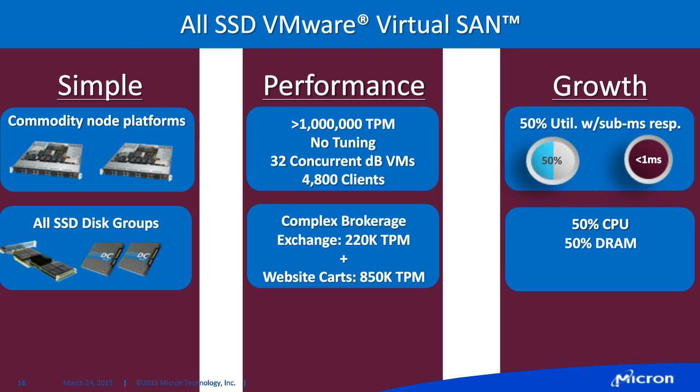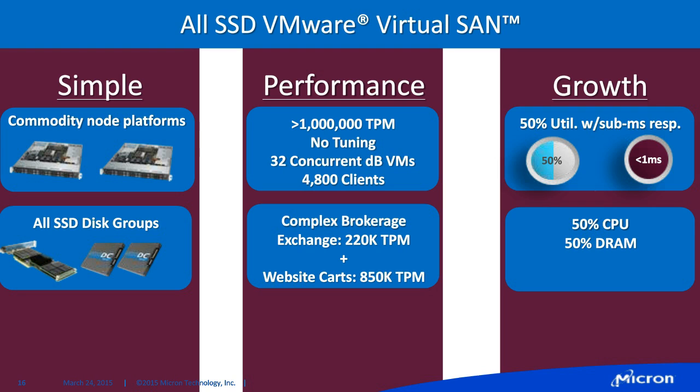Performance wise, keep in mind that the 1 plus million TPMs that we measured, we didn't do any tuning on the database. There was no tuning done to try and eke out any extra performance. It's just stock and as is. I mentioned earlier we had 32 concurrent database virtual machines, and the I.O. was being generated by almost 5,000 clients also running in here. So again, we have a vast number of machines running to generate the I.O.